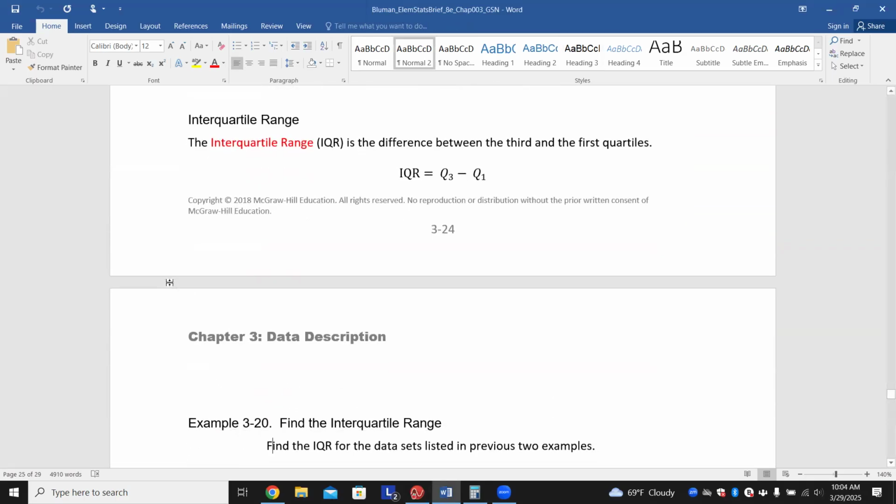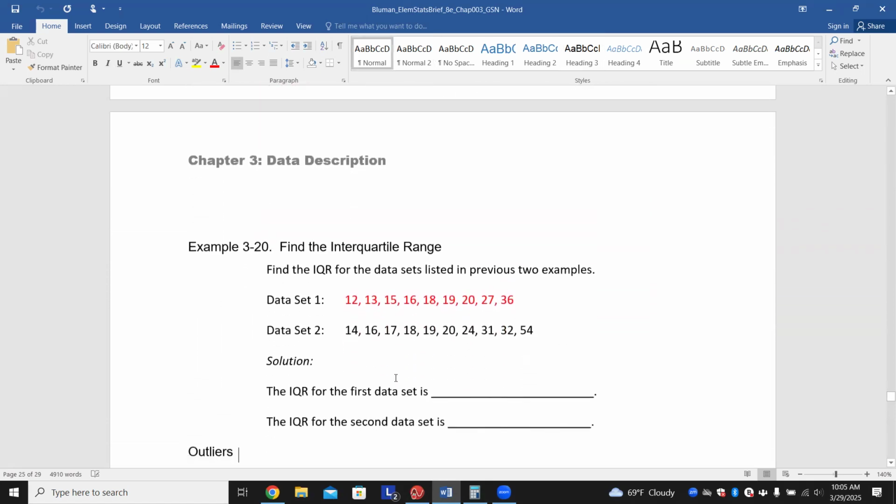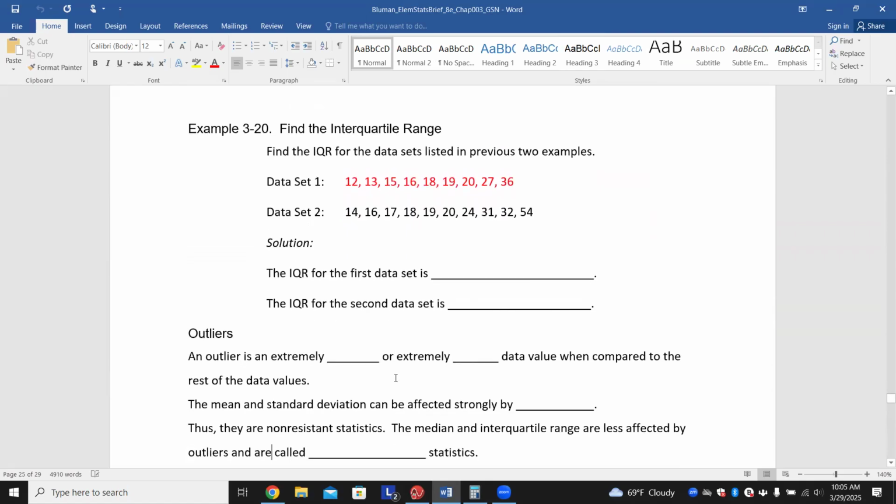So the interquartile range, or also known as IQR, is the difference between the third and the first quartile. So to find IQR, we take quartile 3 minus quartile 1. And that's it on that part. So on example 20 here, to find the IQR for the data set listed in the previous 2 examples, they went ahead and put it in least to greatest for us, since we already did that on our own. We just need to calculate our Q3 and our Q1, but we already did this.